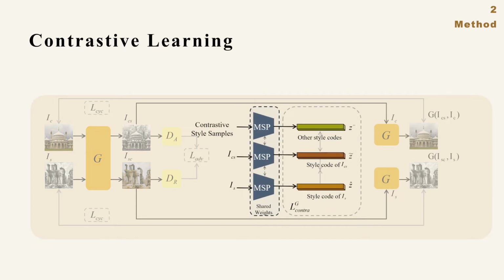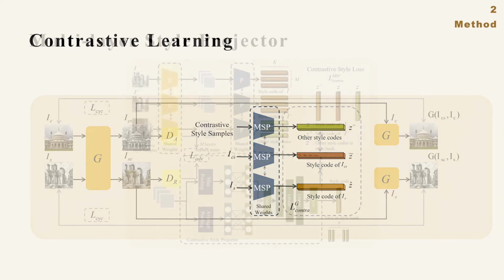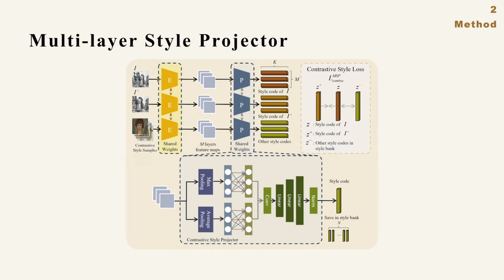The generated images are fed into the multi-layer style projector module to generate the corresponding style codes. The multi-layer style projector module includes a style feature extractor E and a multi-layer projector P. The style codes of the style image will be saved in the style bank.